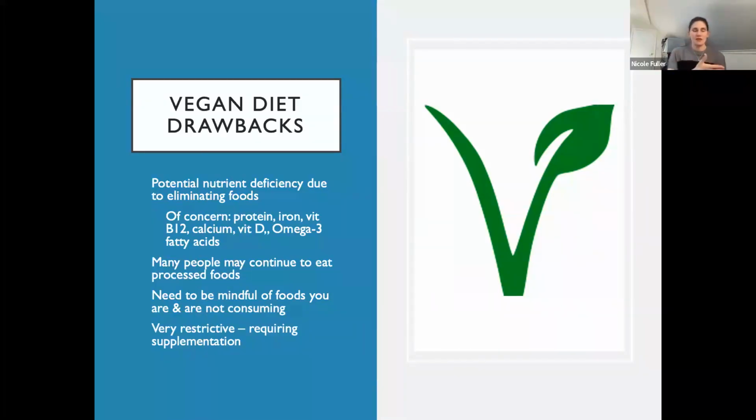And again, like I mentioned in the previous slide, many people continue to eat processed foods. If you're going to go vegan, it should be more beans, nuts, seeds, obviously vegetables and fruit, and avoiding the processed foods. You really need to be very mindful of the foods you are and are not consuming. You kind of have to think about trying to get all of the nutrients you need every day. It's very restrictive, usually requiring some type of supplementation.